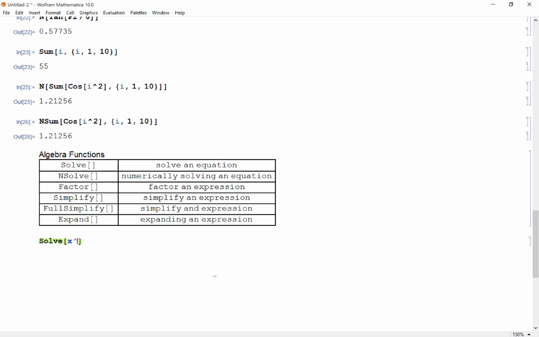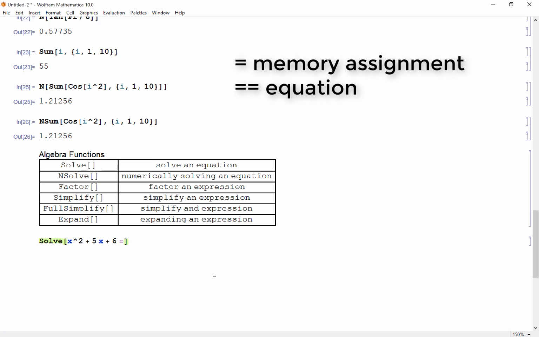So maybe something like this, x squared plus 5x plus 6. Now be careful when you are trying to type in equals for an equation. If I just say equals 0, that's going to create some sort of weird memory issue, because now I'm defining x squared plus 5x plus 6 to be 0, which is not what I mean. I want to solve the equation x squared plus 5x plus 6 equals 0. So you put double equals in there for equals in the context of an equation.